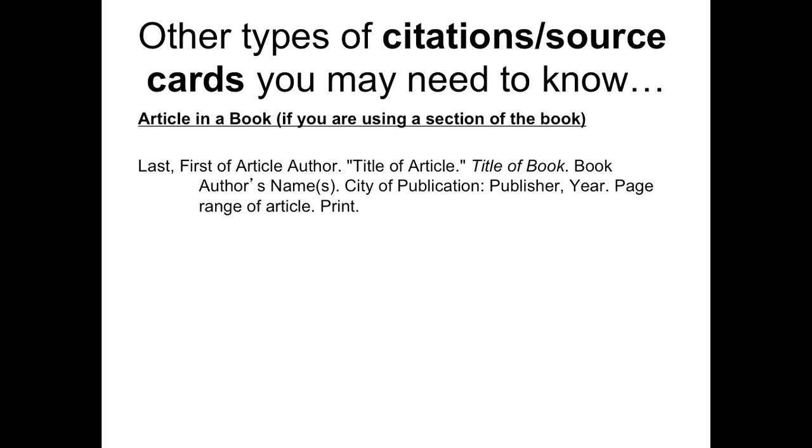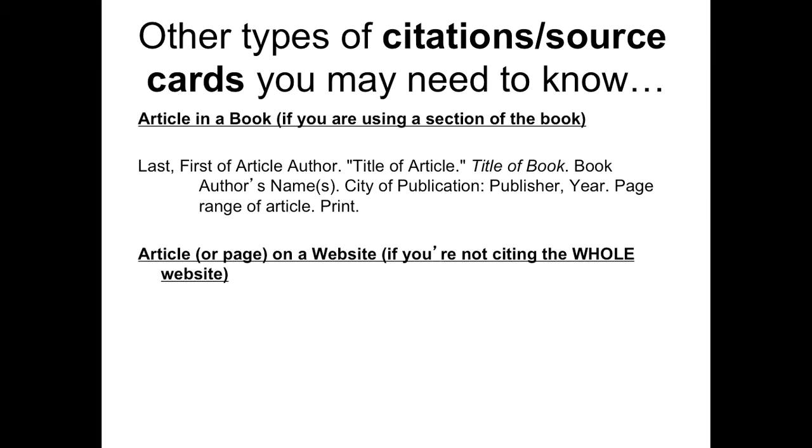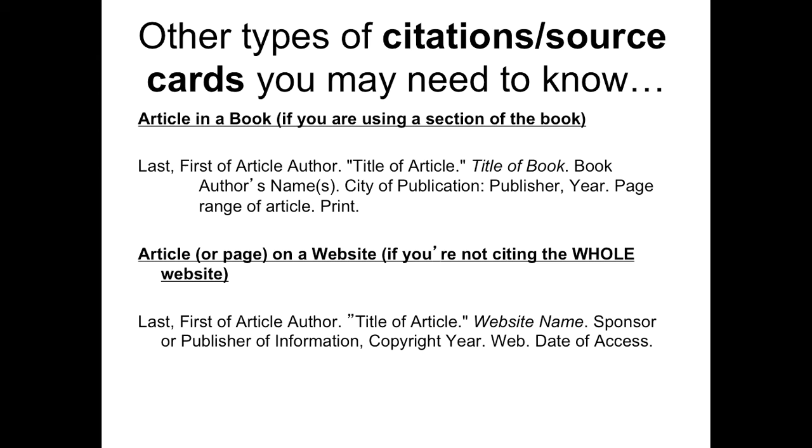The other type of citation we might need to use is an article or a page on a website. This we would use if we weren't citing the whole website. In this case, you would do the same sort of thing as our other website card, except you would include the title of the article. That's really the only difference between that and the whole website.